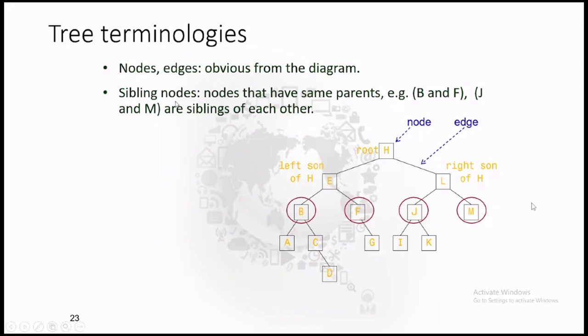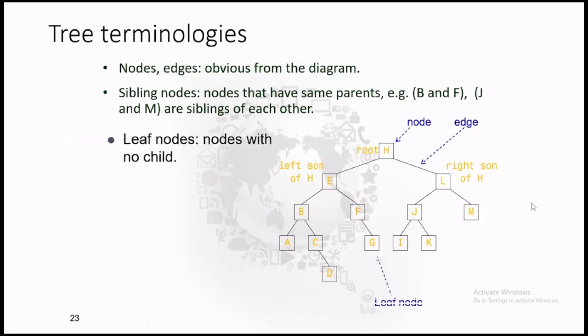So we have these sibling nodes that have the same parents. Let's say B and F. The parent is E. So we can call B and F siblings because they are from the same father, which is E. J and M are siblings too, because they are from the father L. F and J, we cannot say are siblings because they are not from the same parent node.